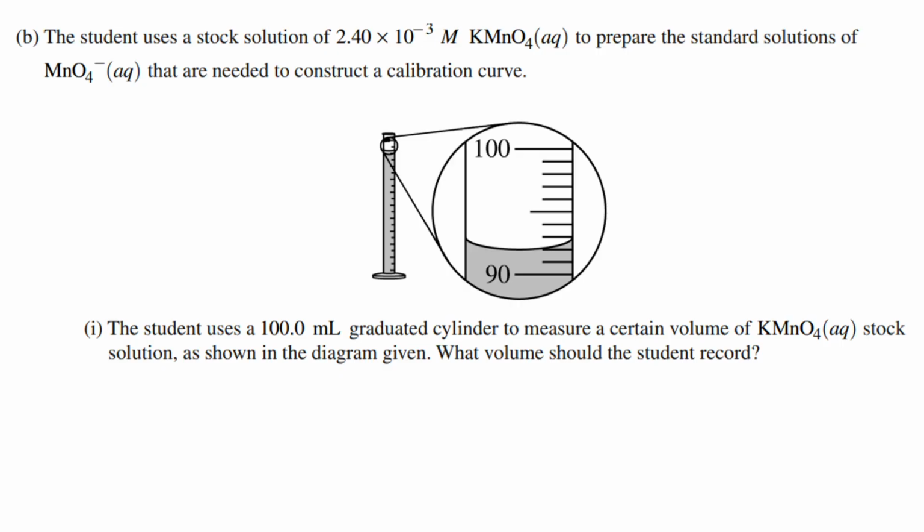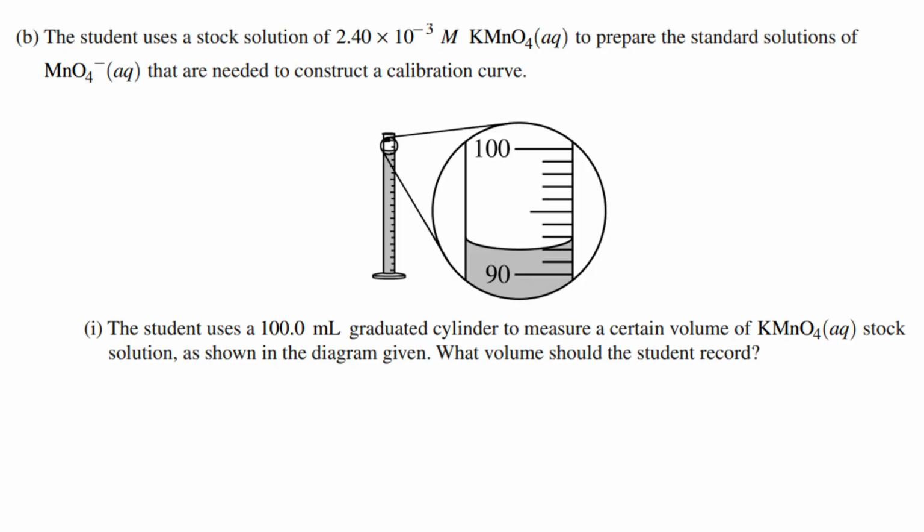Part B, still the same experiment. The student uses a stock solution of 2.40 times 10 to the negative third molar potassium permanganate to prepare the standard solutions of permanganate ions that are needed to construct the calibration curve or the standardized curve. And so they're taking something off the shelf in the lab that they know exactly what the concentration is. And now they're going to make that standardized curve from it.